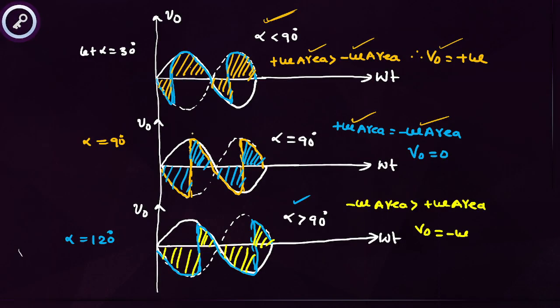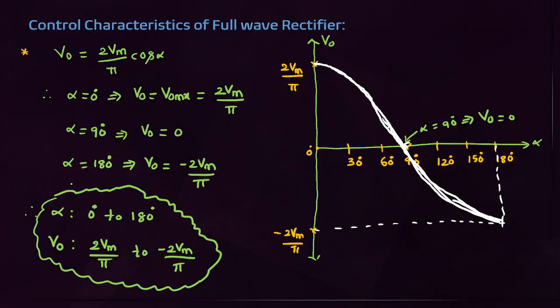If you draw the waveforms for alpha equal to 90 degrees, this is the waveform. For alpha greater than 90 degrees, the negative area is greater than the positive area. That's the reason why we are getting V naught negative. These observations are also very important with respect to quadrant.